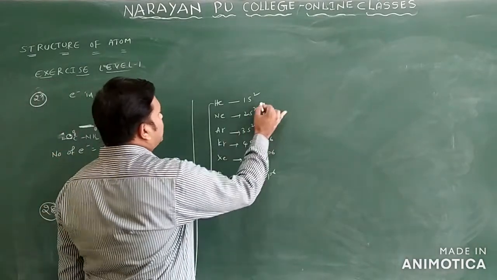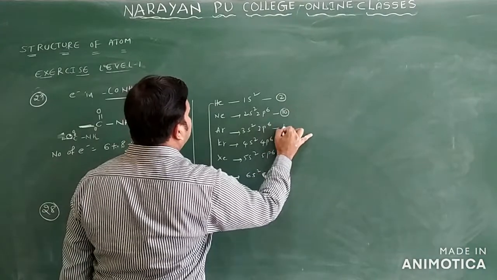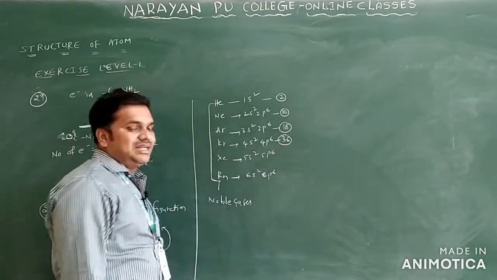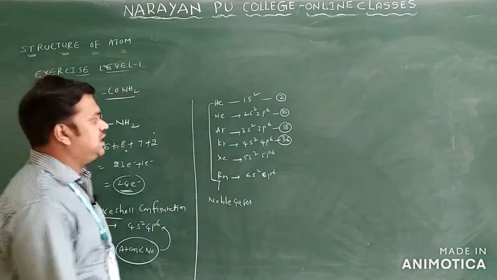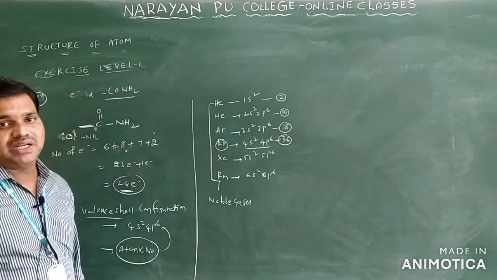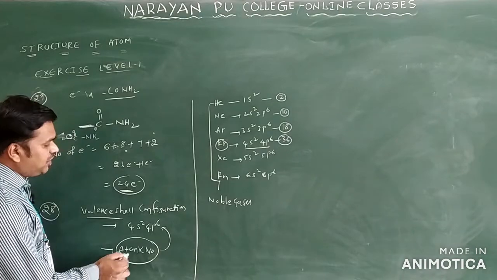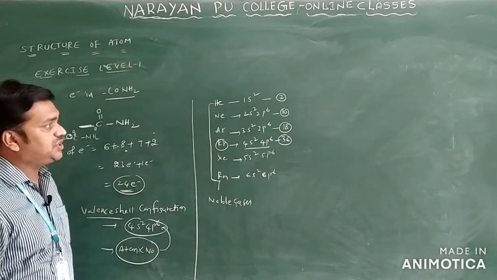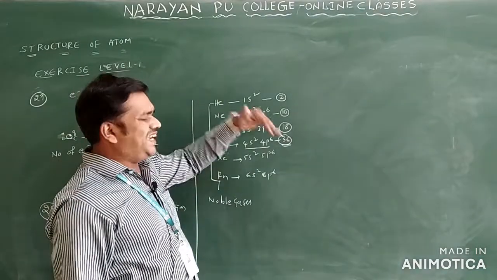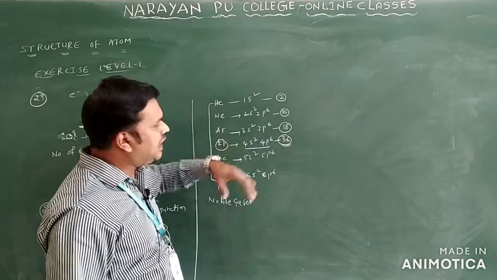So helium, you know, atomic number is 2, and neon is 10. Argon we have 18, and 18 plus 18 you can add, 36. What element has this configuration? That is krypton. So the atomic number of the element with valence shell configuration 4s2 4p6 is 36. How do you get it? Just add 2, 8, 8, 18, 18, 32.